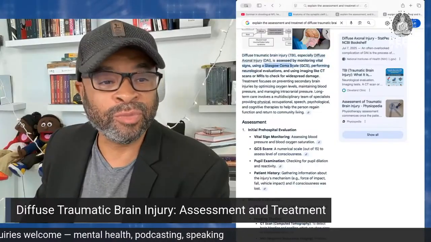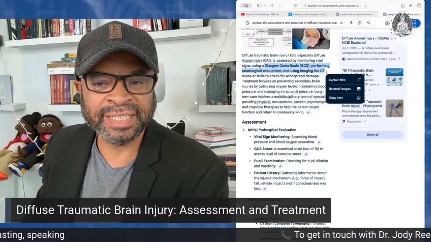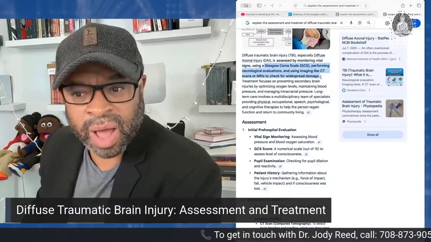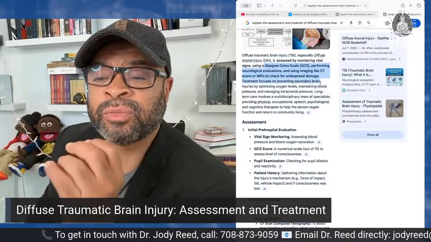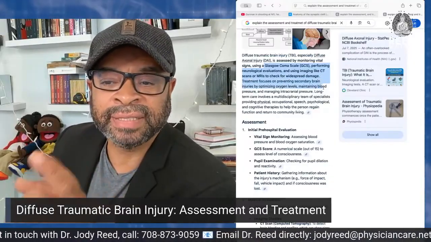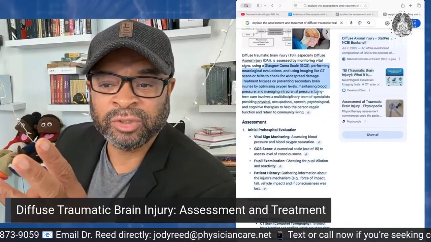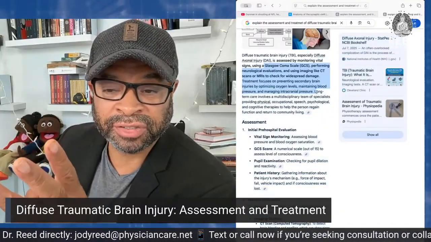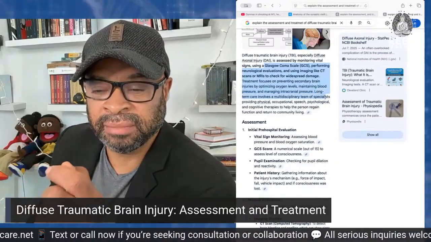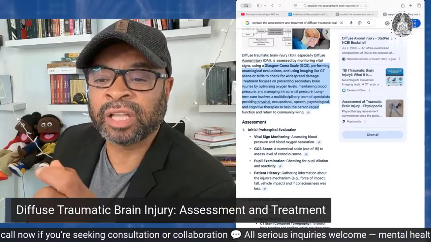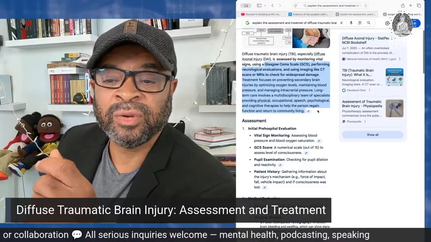Okay, yeah, the Glasgow Coma Scale, right? Performing neurological evaluation and using images like CT scan or MRI to check for widespread damage. And you want to see inflammation, right? Treatment focuses on preventing secondary injury by optimizing oxygen levels, maintaining blood pressure, and managing intracranial pressure. Long-term care involves a multidisciplinary team, specialists providing physical, occupational, speech, psychological, and cognitive therapy to help the person regain function and return to a normal community.